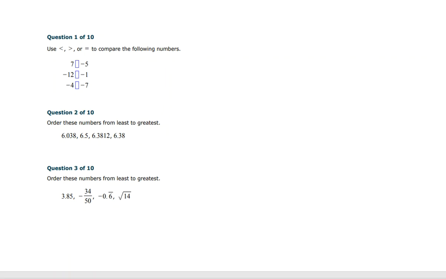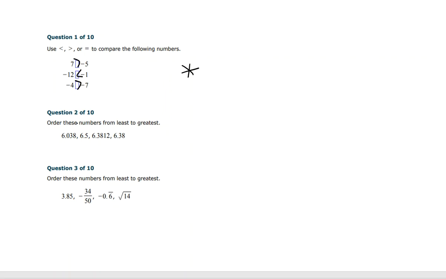Okay, so question number 1, use less than, greater than, or equal to compare the following numbers. So this is pretty self-explanatory. These should seem really easy for you. 7 is bigger than -5, -1 is bigger than -12, and -4 is bigger than -7. This right here is something that you are going to need to be able to do on your test for this unit. Okay, so heads up on that.